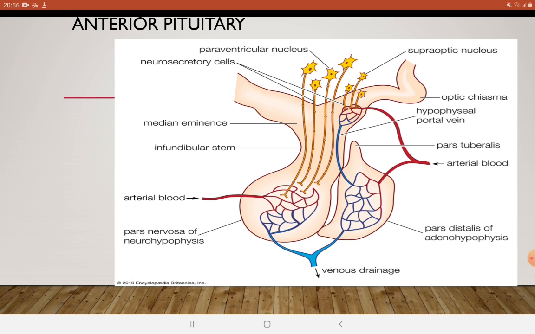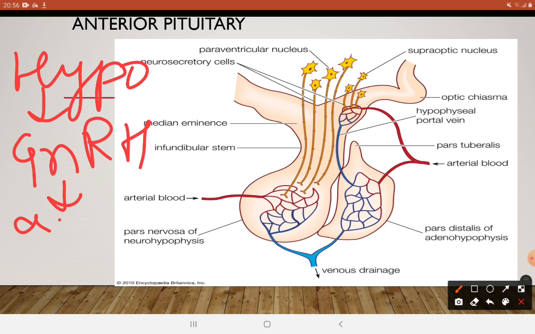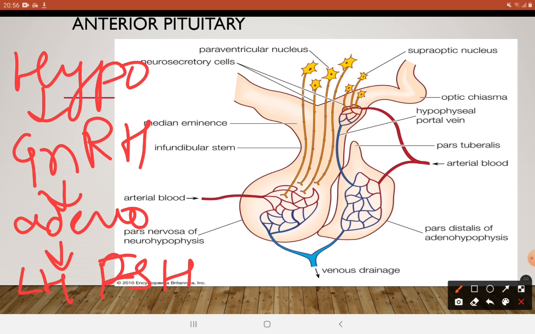Sorry, I wrote it wrong. The hypothalamus secretes GnRH, gonadotropin releasing hormone, which goes into the adenohypophysis and stimulates it to produce LH and FSH. The LH is luteinizing hormone and FSH is follicle stimulating hormone. So these two hormones are also adenohypophysis or anterior pituitary hormones.